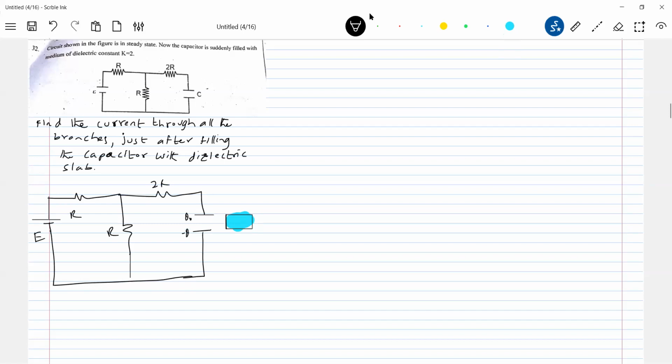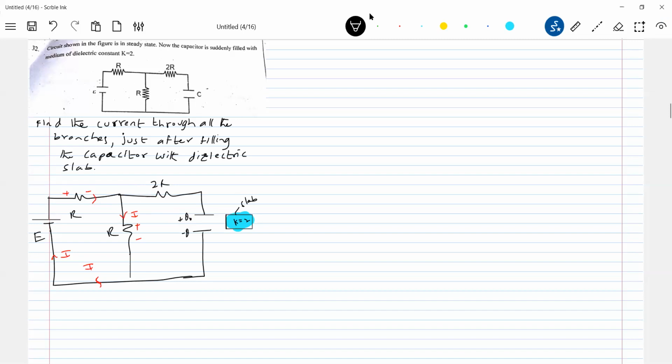What was the initial charge in that capacitor? There'll be some charge. Why should it have charge? It's connected to the cell, no? And there's a dielectric slab. Keep it like this. So can we calculate that initial charge? Initially the current will flow only through this branch, no? There won't be any current through the other branch, through this resistor 2R. Only the current will flow here because the capacitor is open circuit at steady state.